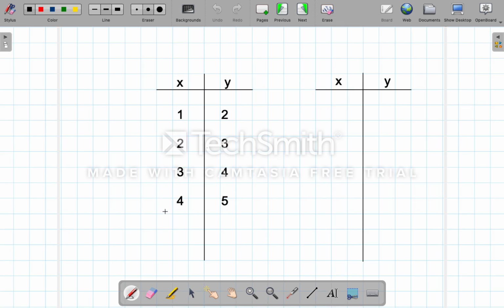So first I have this example right here. I have this table of x and y values. X is 1 when y is 2. X is 2 means y is 3. 3 is 4. And 4 goes to 5.